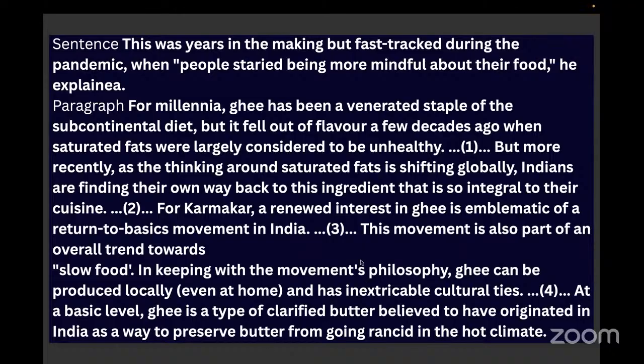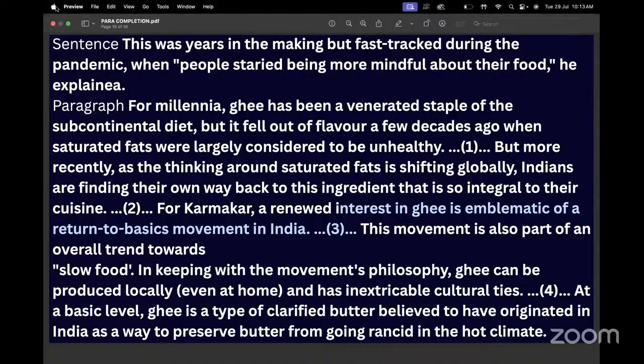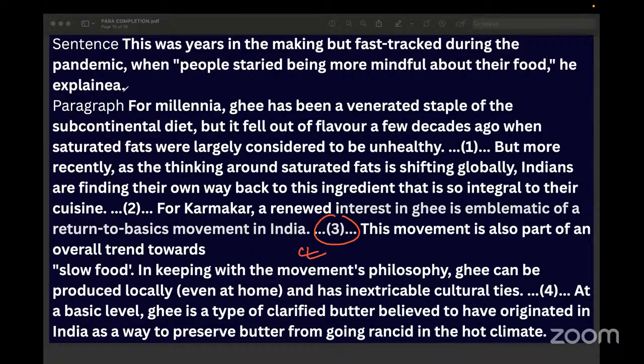Okay, guys, here the answer is C. I'm giving you the answer straight away. The answer is C. Here it's going to make more sense.